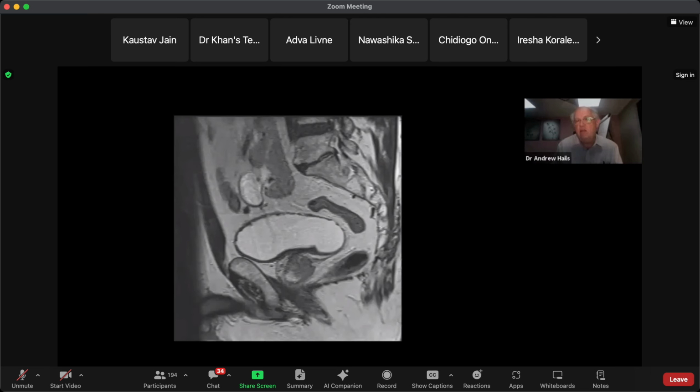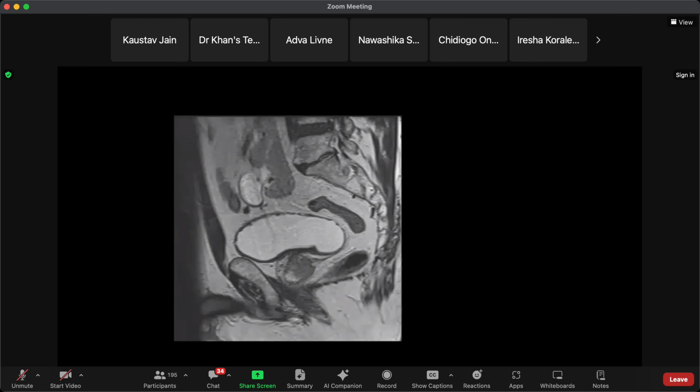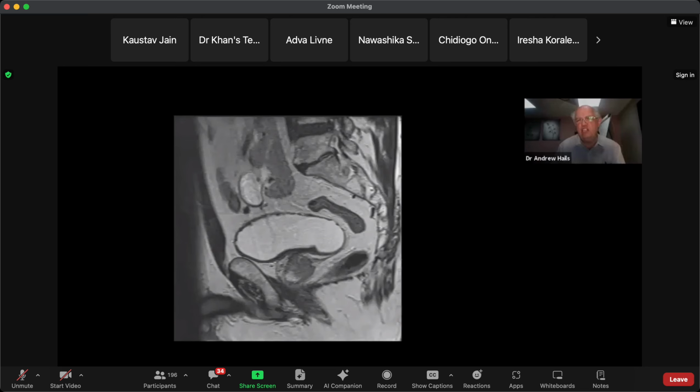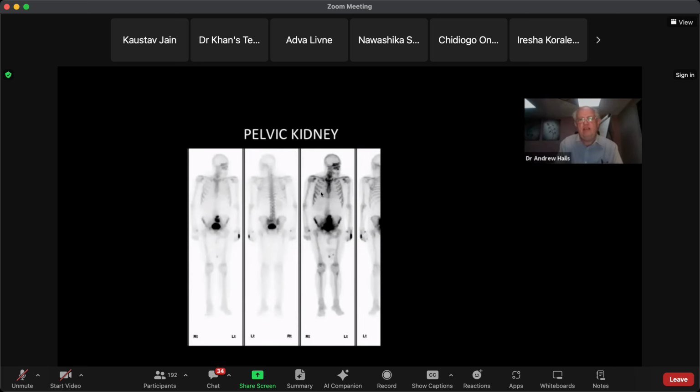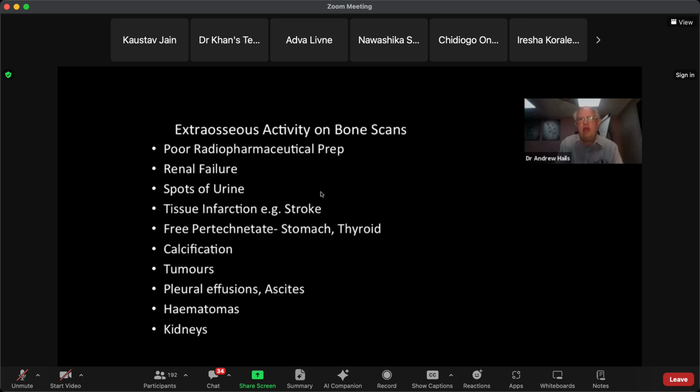Yes. As usual in radiology, you don't always get told the most basic things. So that was actually the clinical information, and of course we didn't really know what was going on. But yes, that area of intensity, if you like, down in the pelvis was shown on cross-sectional imaging to be a pelvic kidney. Pelvic kidney, yeah. Now, extraosseous activity on bone scans.